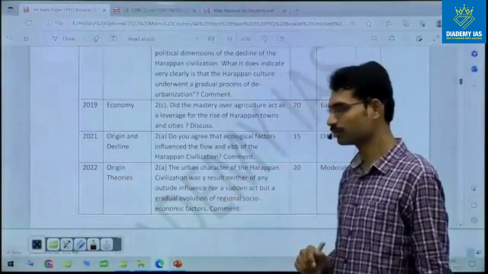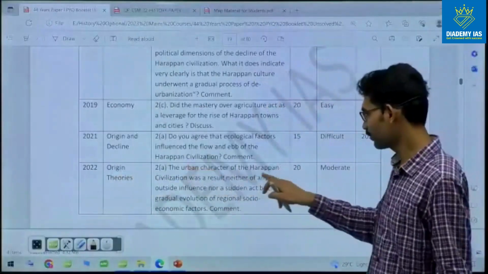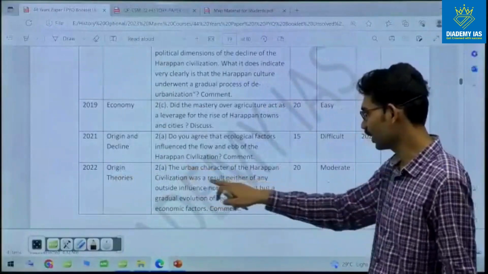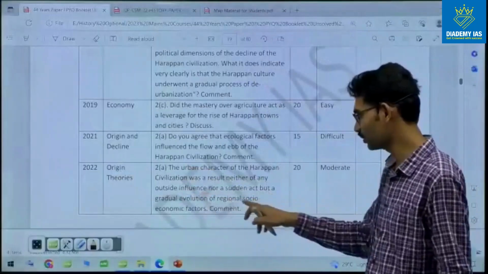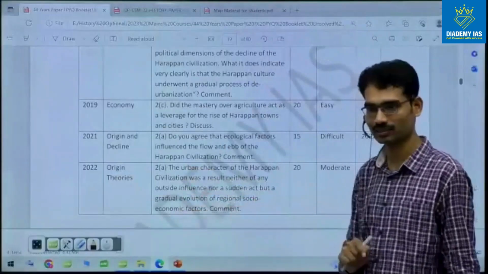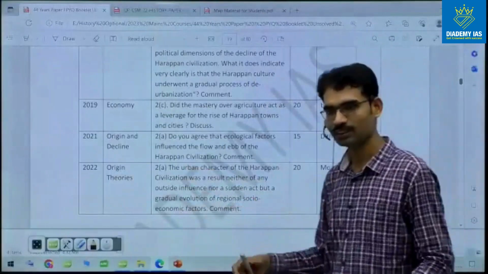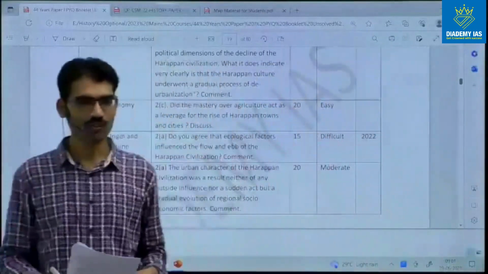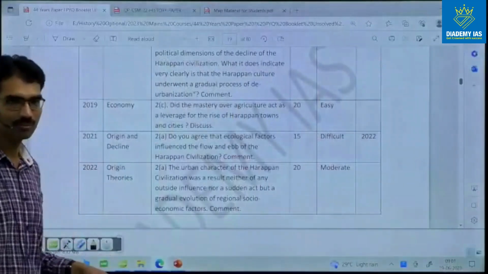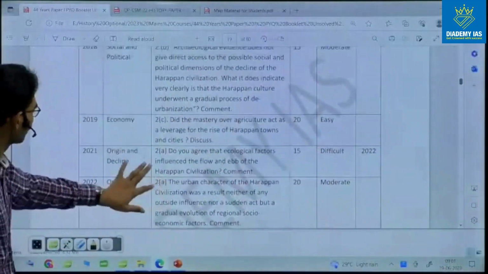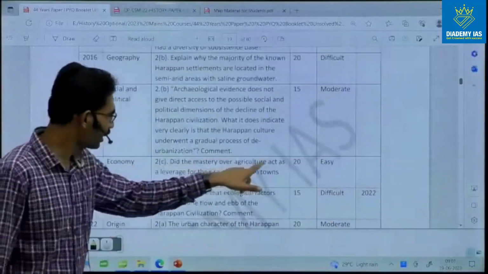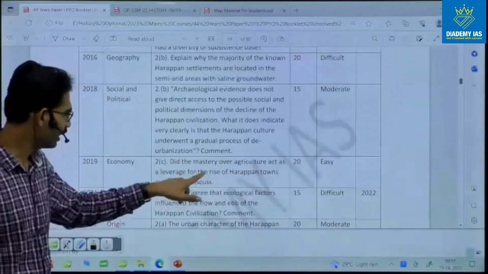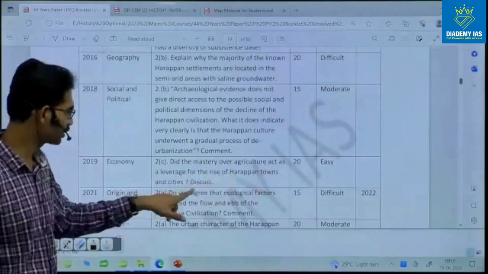Origin theories. The urban character of the Harappan civilization was the result of neither any outside influence nor a sudden act, but gradual evolution of regional socio-economic factors. Social factors, economic factors. You will find all these same terminologies. Origin and decline, economy: did the mastery over agriculture act as a leverage for the rise of Harappan towns and cities?